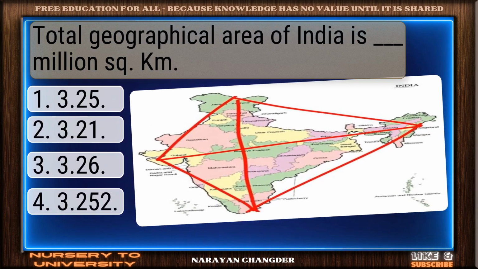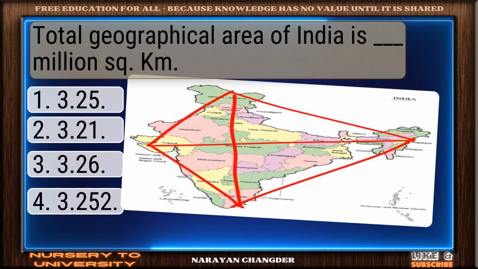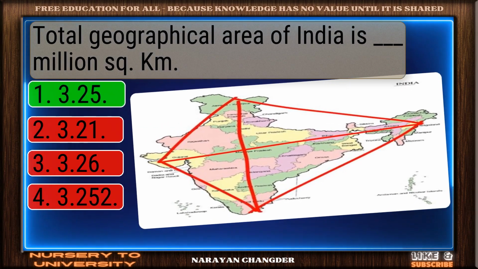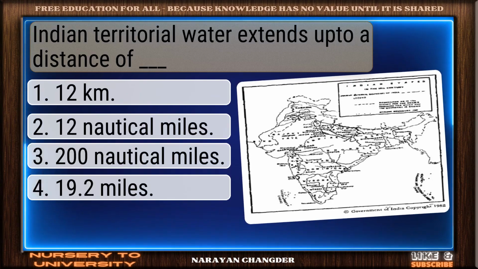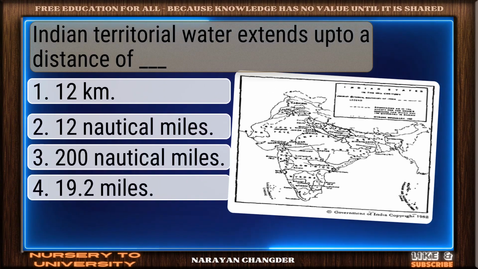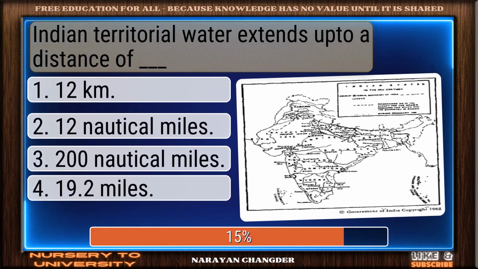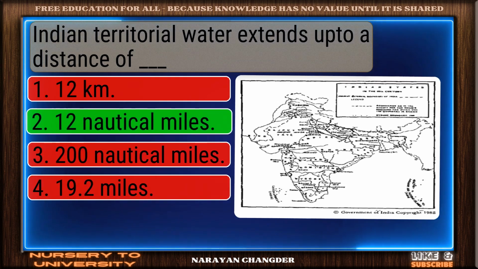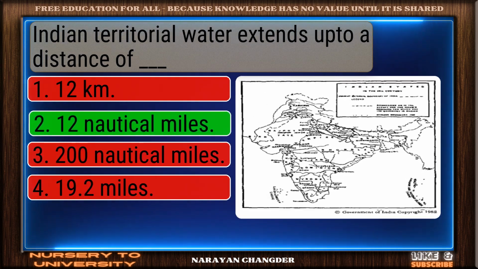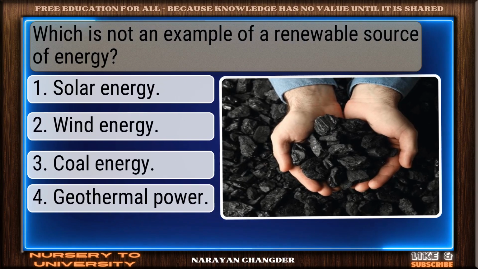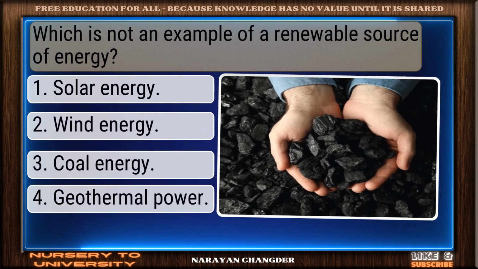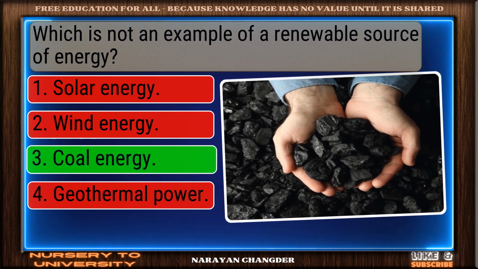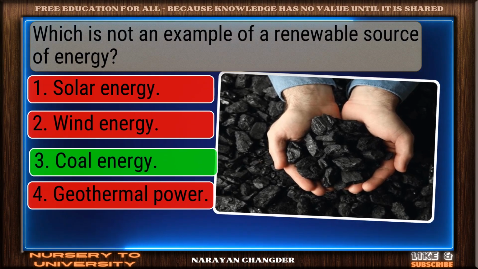Total geographical area of India is dash million sq km. Correct. 3.28 is spot on. Indian territorial water extends up to a distance of dash. Right again. 12 nautical miles is valid. Which is not an example of a renewable source of energy? Correct response. Coal energy is accurate.